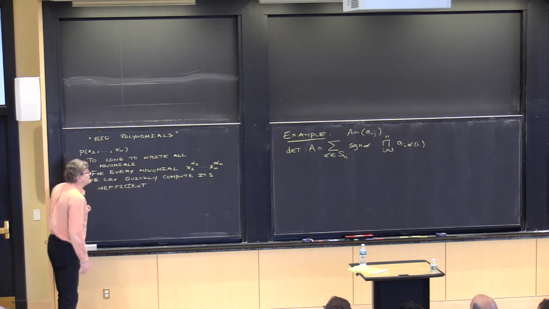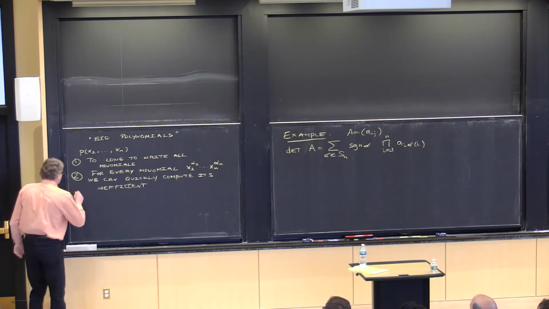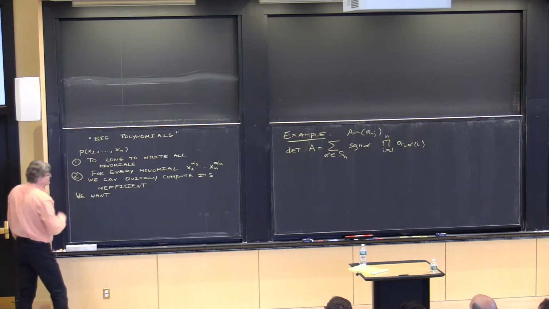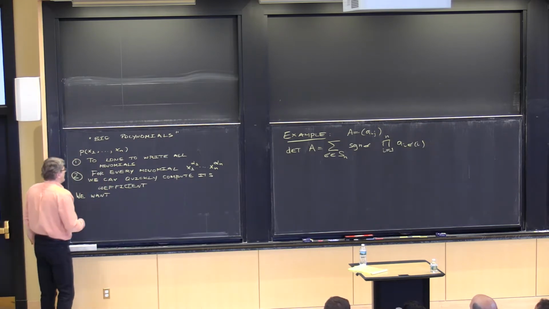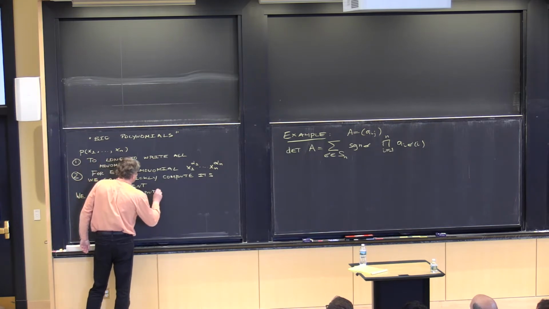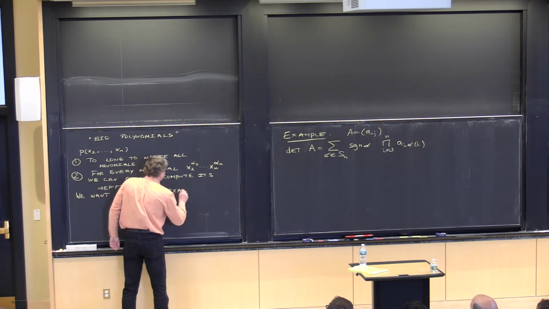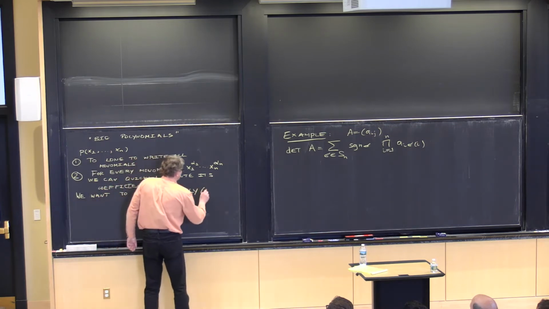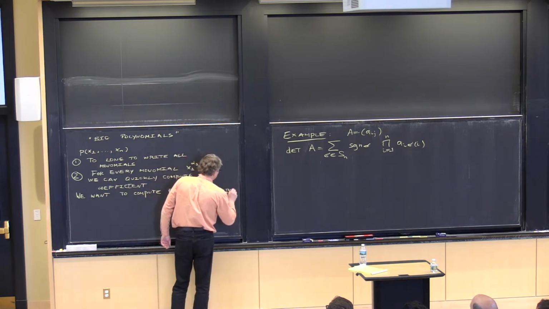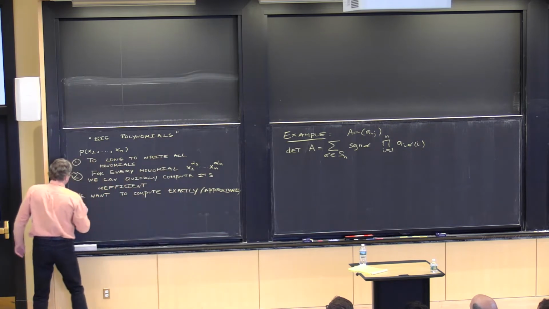So what I'd like to do is be able to compute these polynomials. We want to compute the value, preferably exactly, or failing that, approximately.